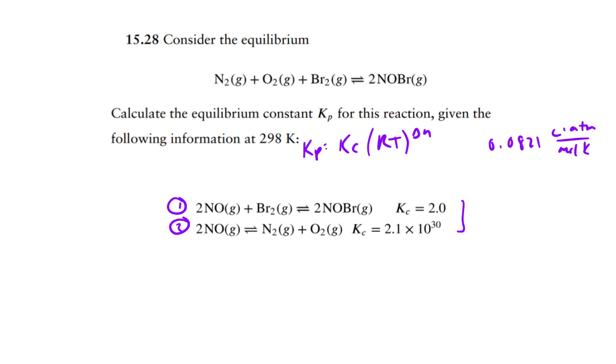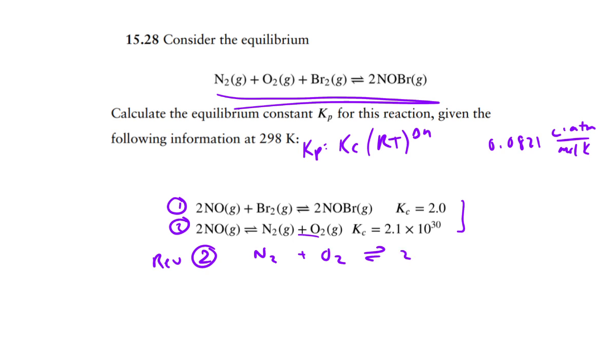In order to add up to this equation, the first thing I did was reverse equation 2. That's the second one here with the large Kc value, which gives me N2 plus O2 in equilibrium with 2 NO. And when we reverse a reaction, we do 1 over the K value. So we do 1 over 2.1 times 10 to the 30.